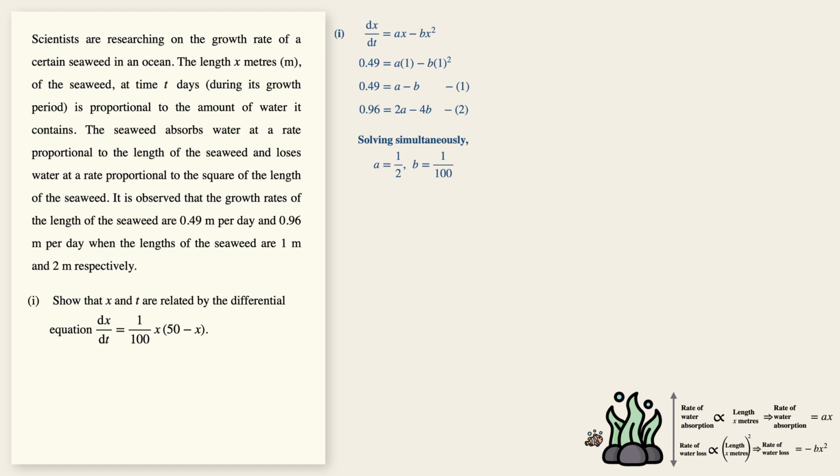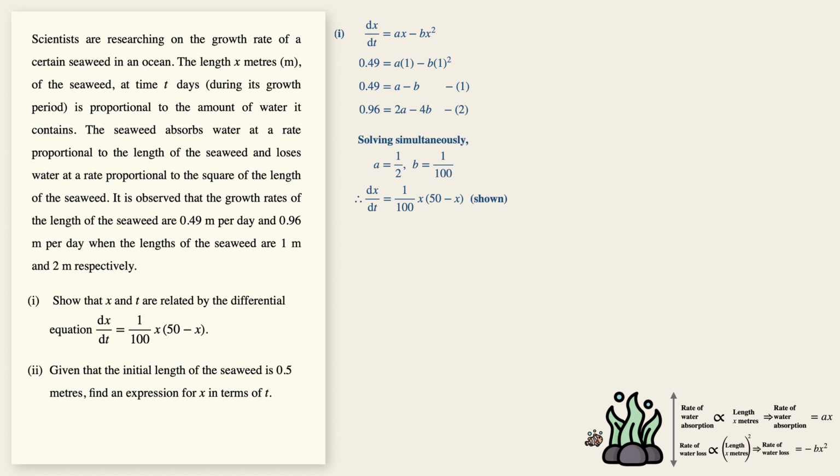Let's substitute these values back into the original expression. So dx over dt is equal to half x minus 1 over 100 x squared. And if we were to simplify and factorize 1 over 100 x from this expression, we will then have 1 over 100 x, 50 minus x. And this is exactly what we need to show in part 1.